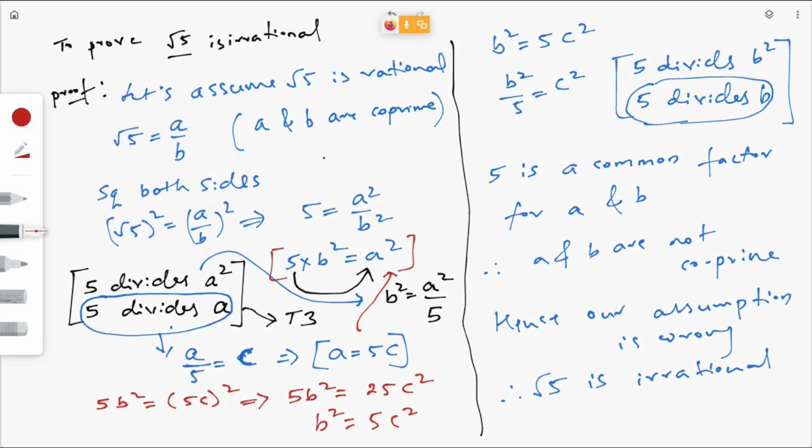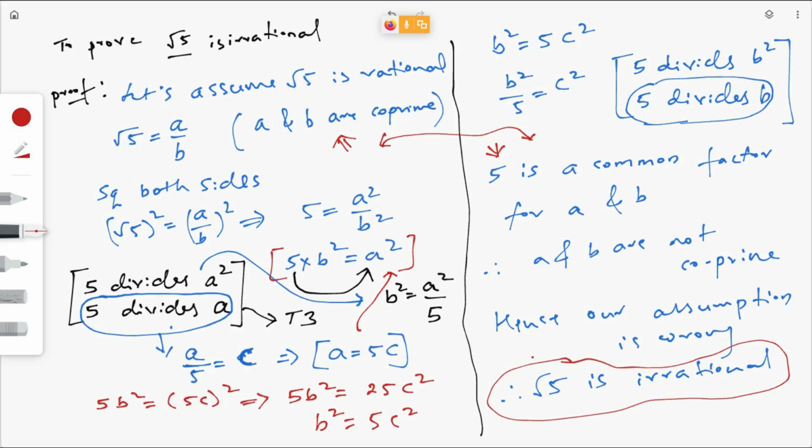Okay. So, this was our assumption, right? Root 5 is equal to a by b, a and b are co-prime. But here we got 5 is a common factor. So these two statements contradict, whatever we assumed and whatever we got here. Hence, our assumption is wrong. So, root 5 is an irrational number. Okay, copy this one. Hence, root 5 is an irrational number.